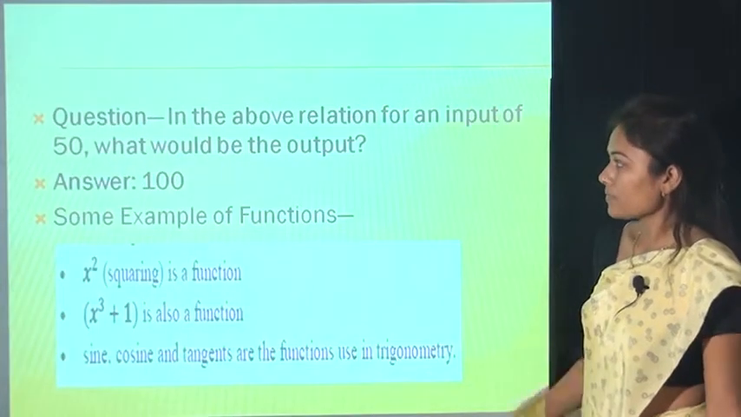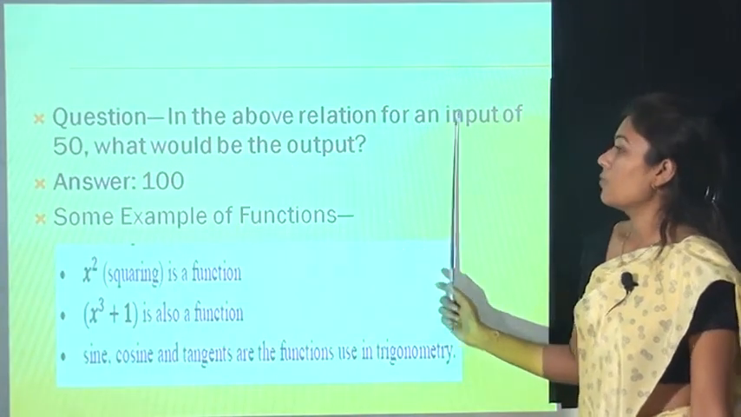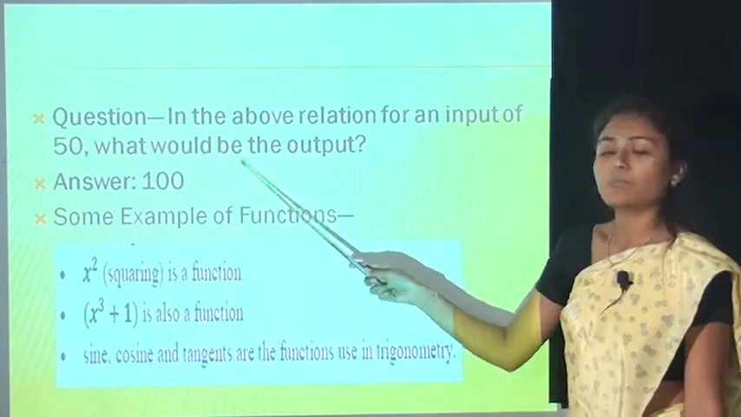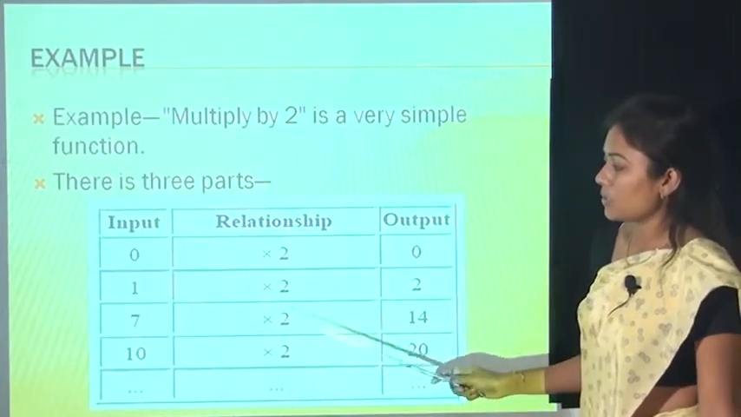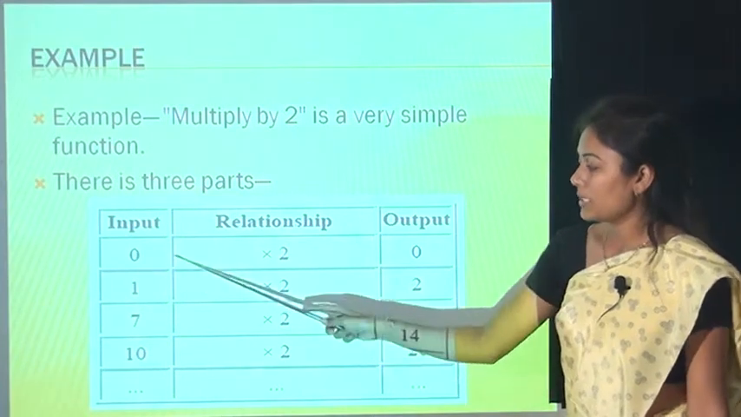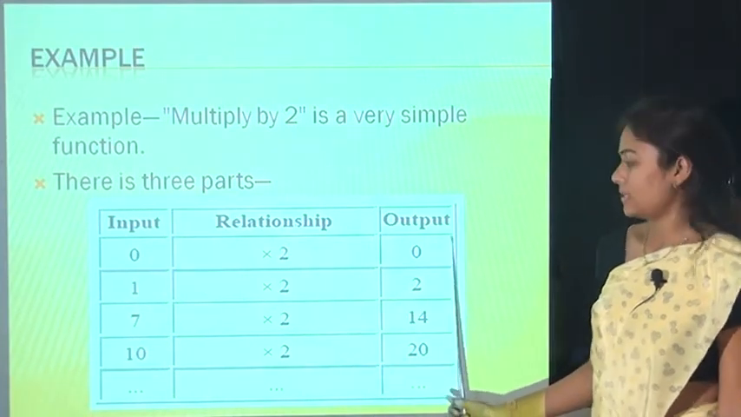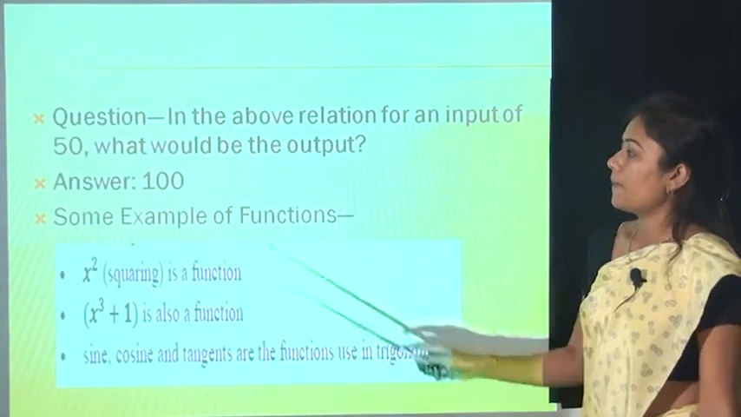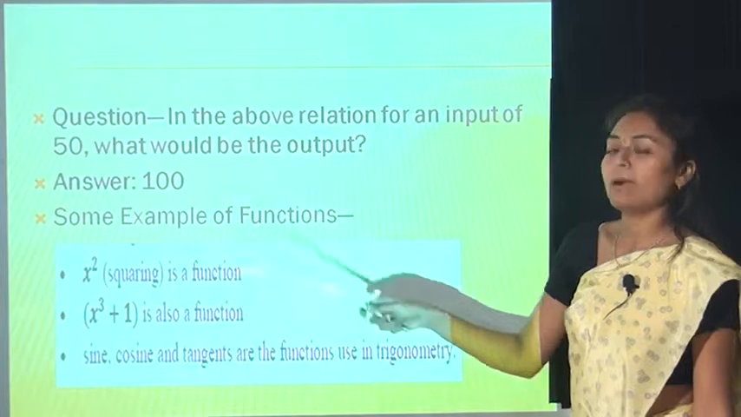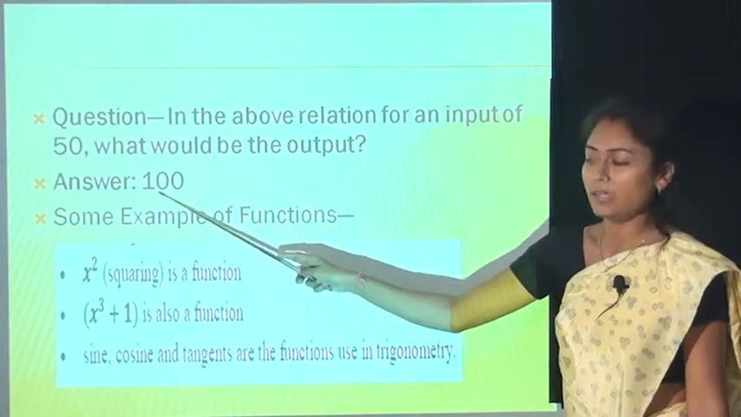Suppose in the above relation, for an input of 50, what would be the output? Now in the last example you can see, you input 0, multiply by 2, you get 0. Here the question is that you have to multiply 50 by 2, that means you get 100.